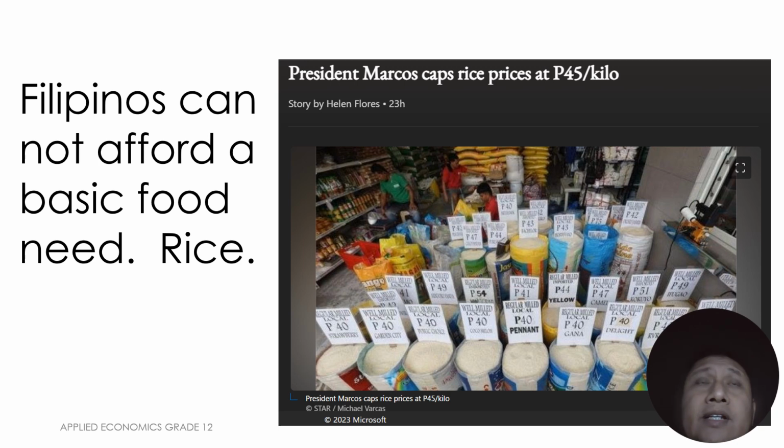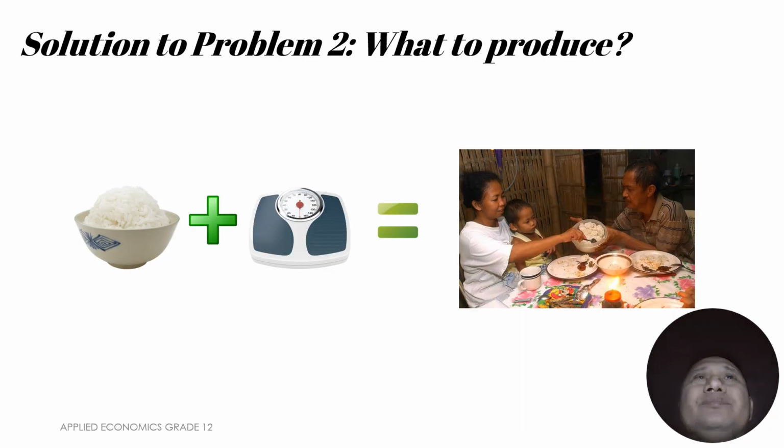Based on the research, President Marcos found out we lack rice. Why do we lack rice? It reflects on the prices. Solution to the problem, number 2, what to produce? We saw the lack of rice. So, we have to address the rice problem.